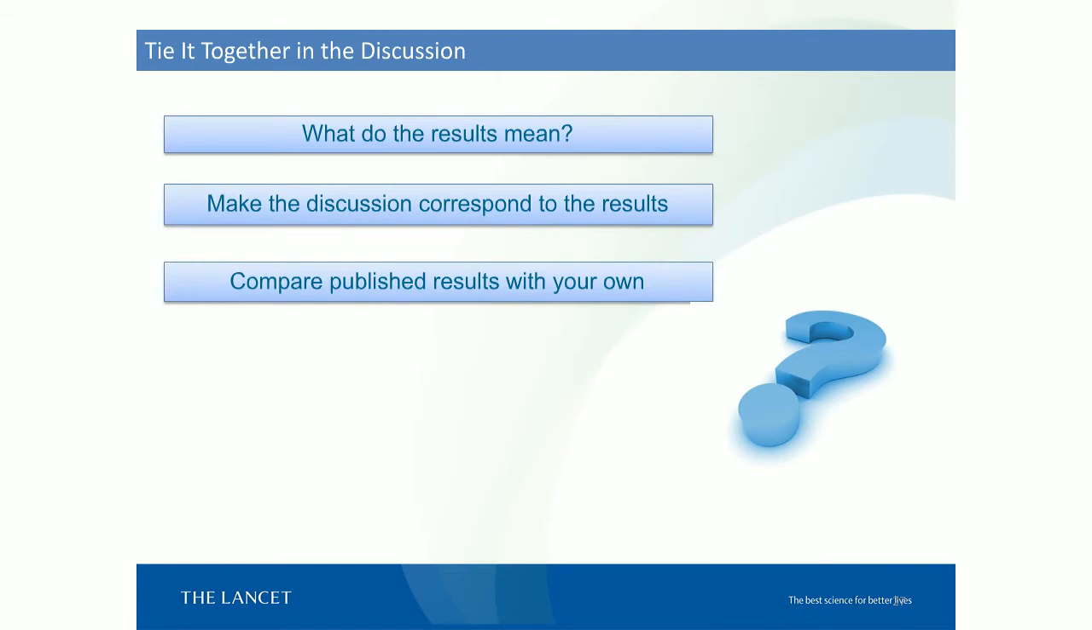And then once you've done all that, of course, we come to the discussion. The discussion is where you interpret what your results mean. You should bear in mind that many manuscripts are rejected because the discussion is weak or just covers a mere description of the results without any interpretation. The discussion needs to correspond to and complement the results section, but do not simply repeat your results there.